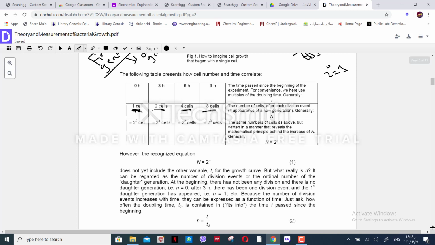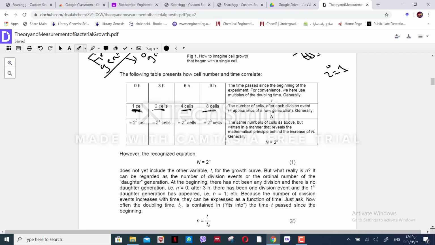However, the recognized equation N equals 2 to the power n does not yet include other variables such as time. We need to correlate time with the growth curve. But what really is n? It can be regarded as the number of division events, or the ordinal number of the daughter generation. So n here is no more than the ordinal number of the daughter generation.